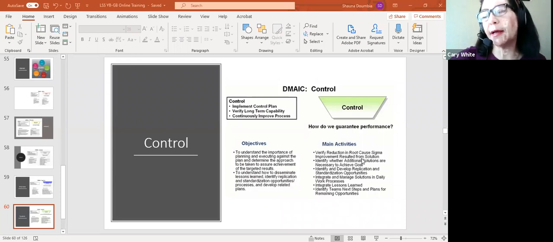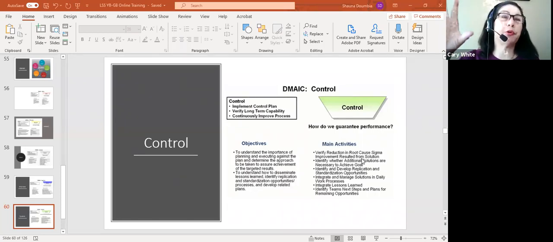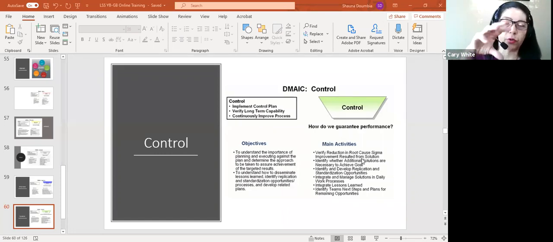If you don't have controls in place, quite frankly, it's really easy to go gung-ho, okay, we're going to do all this stuff, we've got this stuff, we made these changes, and then over time, gradually, people kind of go back into their old habits, and things go back to where they were. So that's what you want to try to avoid when possible.